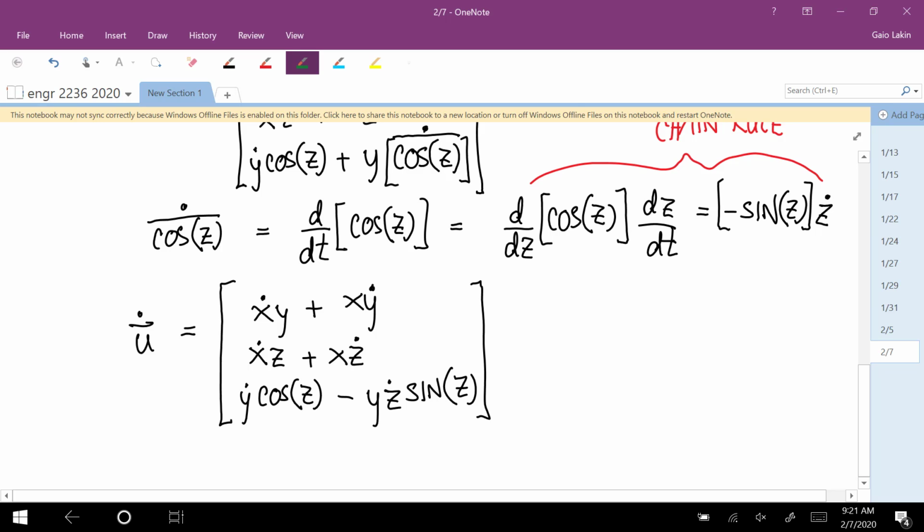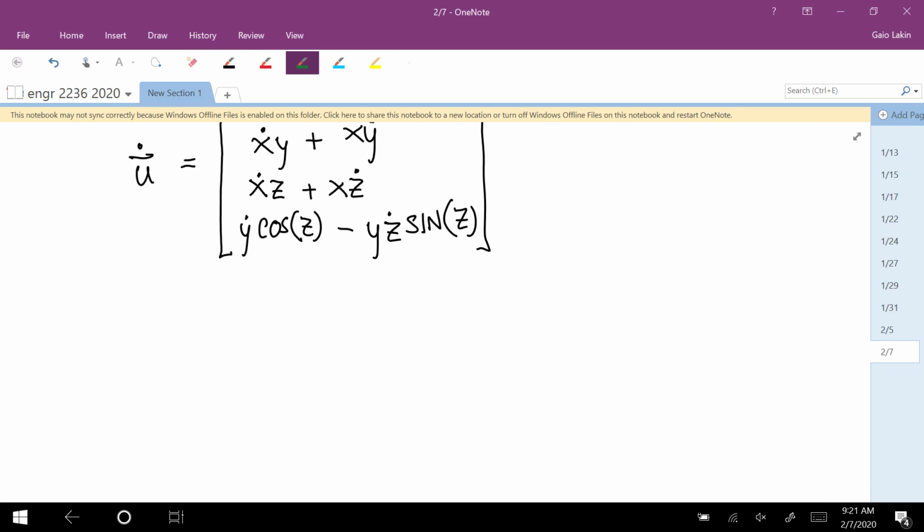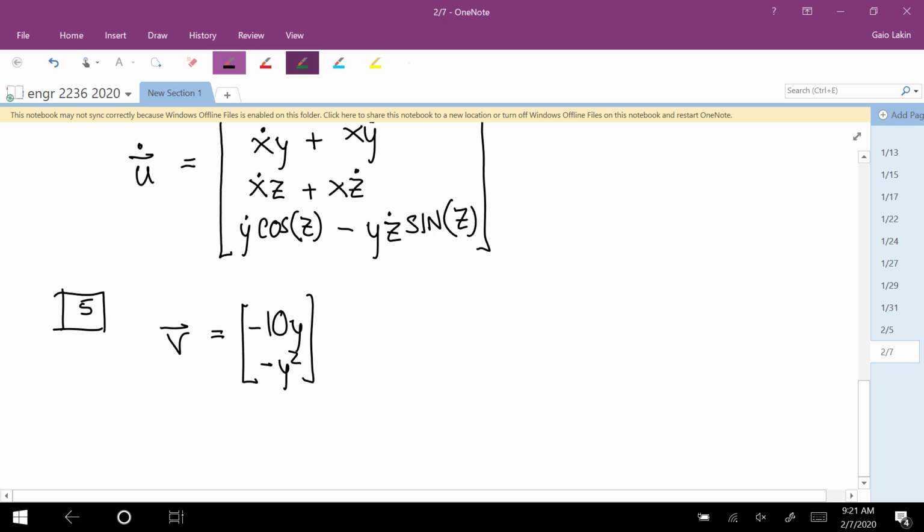Any questions about that one? And then 5 is short, so I might as well do that. This was the chain rule thing. So we know that the velocity is equal to negative 10y, negative y squared. Okay, this is the velocity as a function of y, where the position vector is x, y.